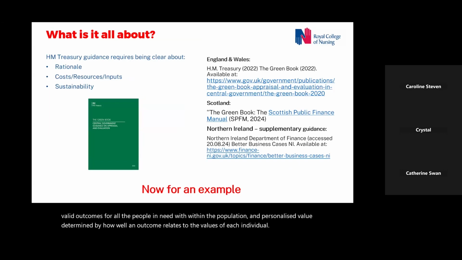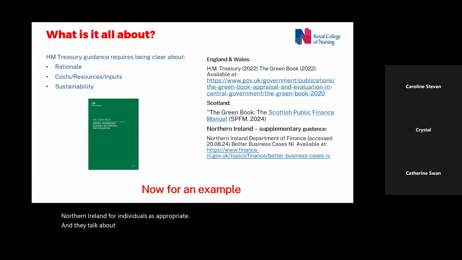So, what is it all about? The HM Treasury guidance that you can see here on the screen has some examples. Obviously, we've got the links for England and Wales, Scotland and Northern Ireland for individuals as appropriate. And they talk about the rationale. So you're thinking about what you're appraising or what you're assessing when you're thinking about the rationale. They also talk about being clear about the costs, the resources, the inputs.